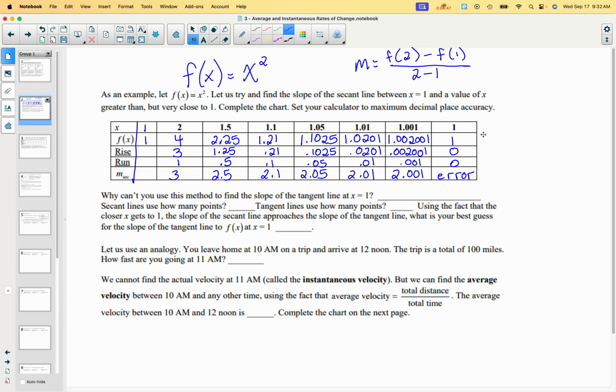Okay, so taking a look here, if you filled out that chart, we've got these values filled out. So then if we look at 1, we see that the rise, or f of x, is 1. So then if you subtract 1 minus 1, of course you get 0. And we can't divide by 0, so we have a problem. So why can't you use this method to find the slope of the tangent line at x equals 1? Well, we can't divide by 0.